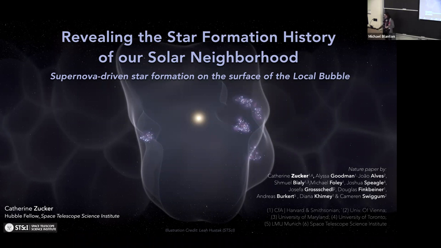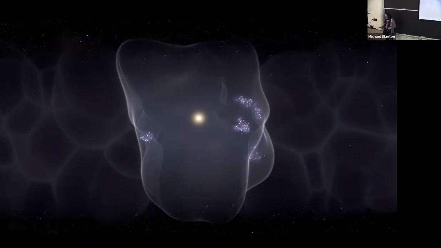Okay, so there's a lot of terminology here. So first of all, the first term you need to know is what is the local bubble? So this is an artist's conception of the local bubble. And so the local bubble is a cavity in space in which the sun currently resides. The sun here is in yellow, it's in the center. The local bubble is this purple thing.